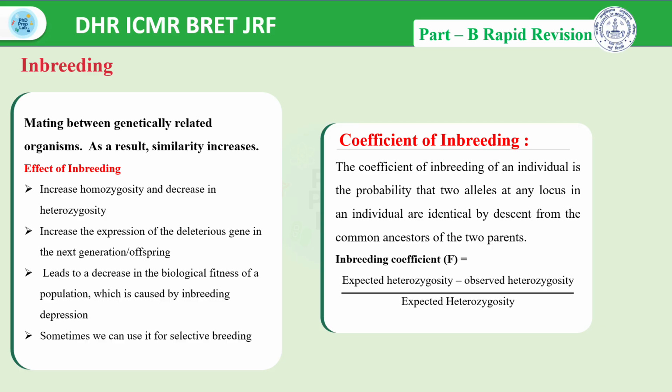Now, the coefficient of inbreeding is also mentioned here, the formula, and this could also be used in solving certain numericals related to this. The coefficient of inbreeding of an individual is the probability that two alleles at any locus in an individual are identical by descent from the common ancestors of the two parents.